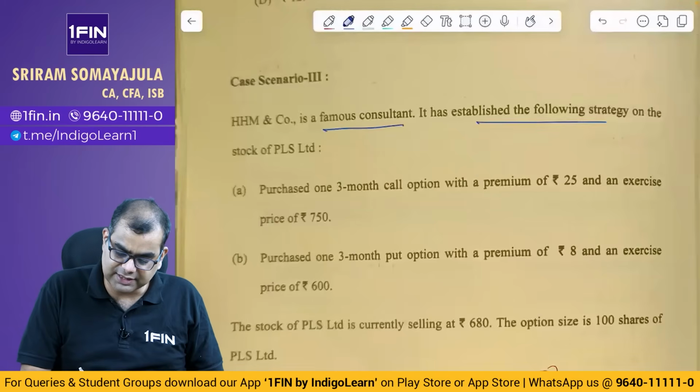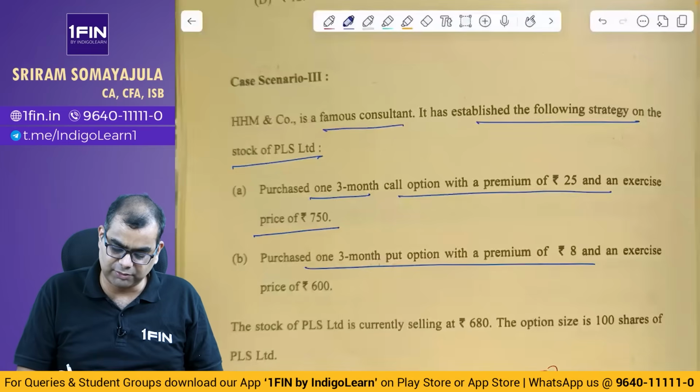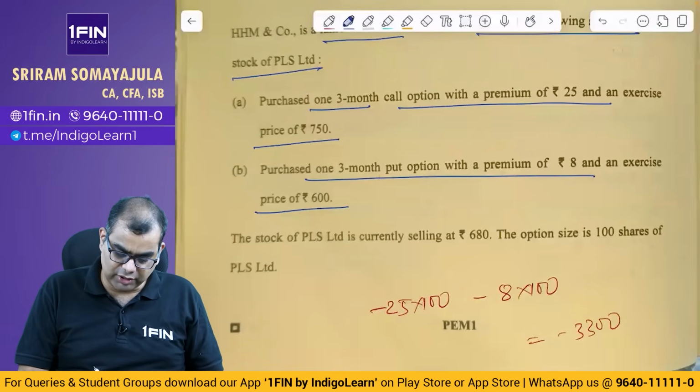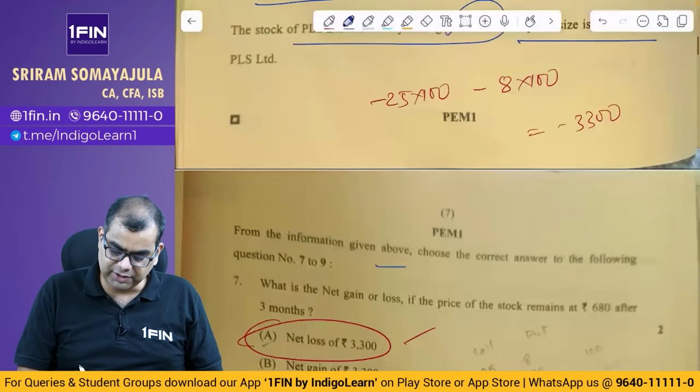HHM is a famous consultant, and established the following strategy on stocks of PLS. Purchased one 3-month call option with a premium of 25 and exercise price of 750, and purchased one 3-month put option with a premium of 8 and exercise price of 600. So one call, one put. Stock is currently trading at 680, option size is 100 shares. From the given information, choose the correct answer.